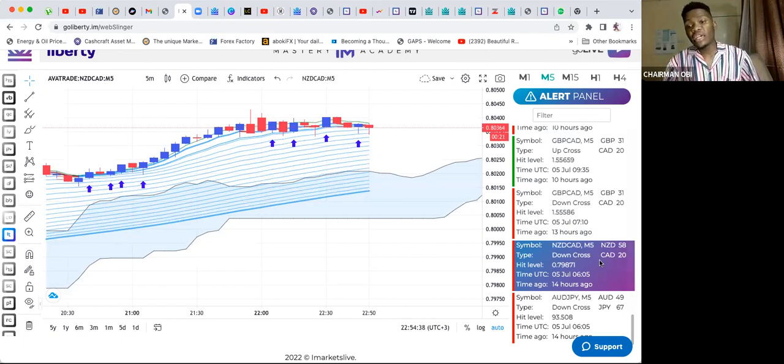So when you see the second currency stronger than the first currency, just know that it is a selling market, right? But when the first currency, which is known as the base currency, is stronger than the second currency, which is known as the quote currency, it simply means that that market is a buy.